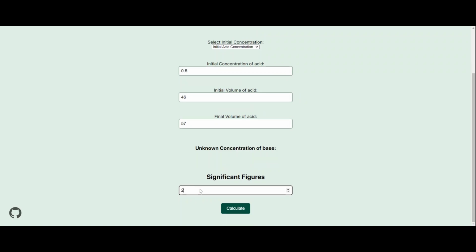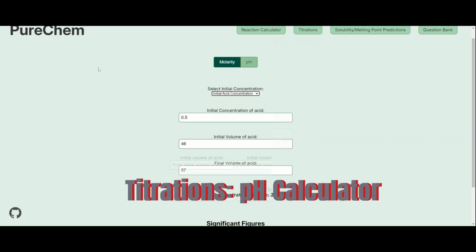And here, we can enter the number of sig figs we want our answer to have. We press calculate and get the answer we want, which is 2.1 molarity for our unknown concentration of base. This works the same way for initial base concentration, so we'll go on to the pH section next.